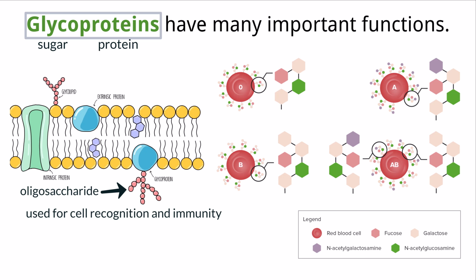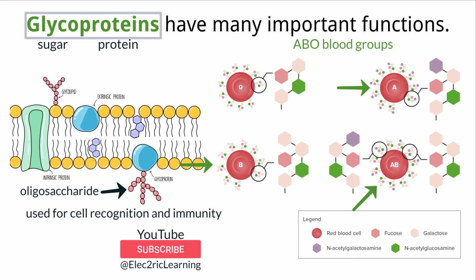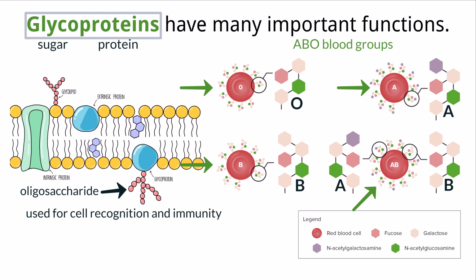A specific example of this can be seen in our red blood cells and the determination of the ABO blood groups. As humans, we have 4 different possible blood types, which are A, B, AB, and O. These blood type combinations are made by different oligosaccharide chains which are called A, B, and O. The base of these chains are identical, with A having an additional N-acetylgalactosamine and B having an additional galactose.